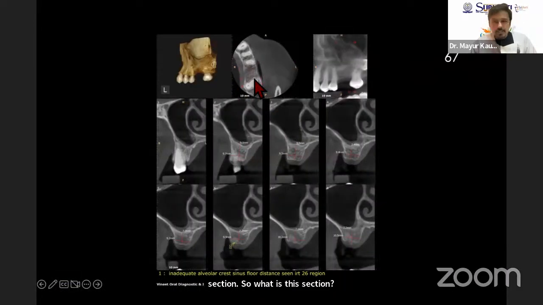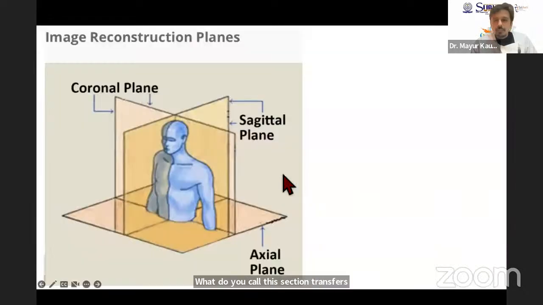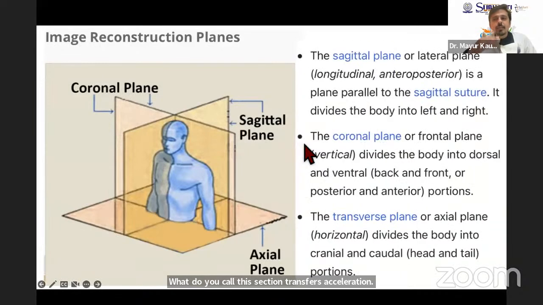Transverse, axial, sagittal. So please understand, we have 3 sections in CBCT. Suppose I cut my jaw like this. This would be the transverse or the axial section. If I have a mandible and I cut it like this, it would be the sagittal section.